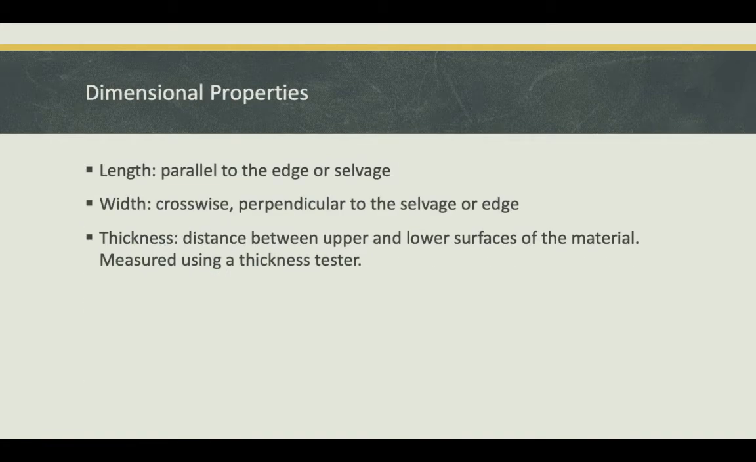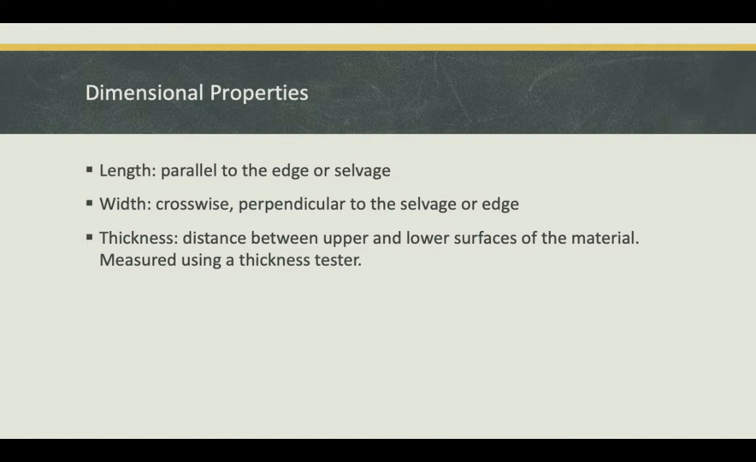Then you want to look at dimensional properties. So you want to look at the length and you want to make sure it's parallel to the edge or the selvage. The width crosswise needs to be, this is very important, perpendicular to the selvage or edge. It needs to meet at right angles. Okay, so if it doesn't, you have some defective fabric.